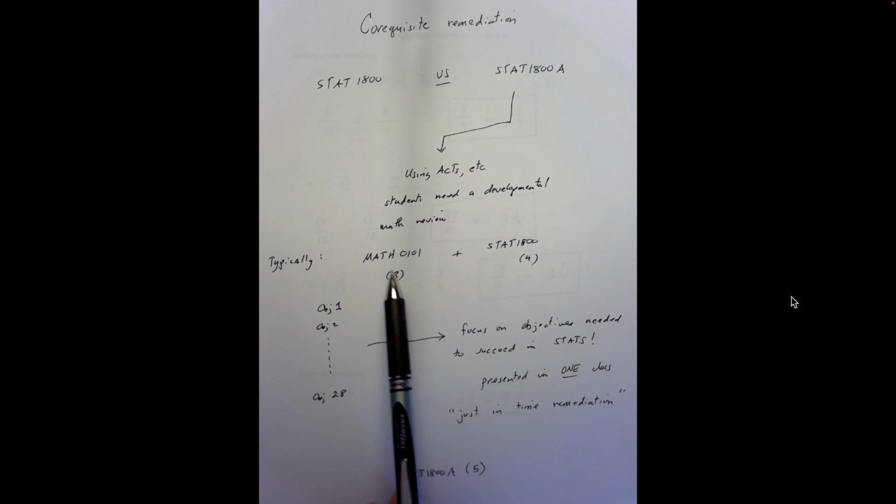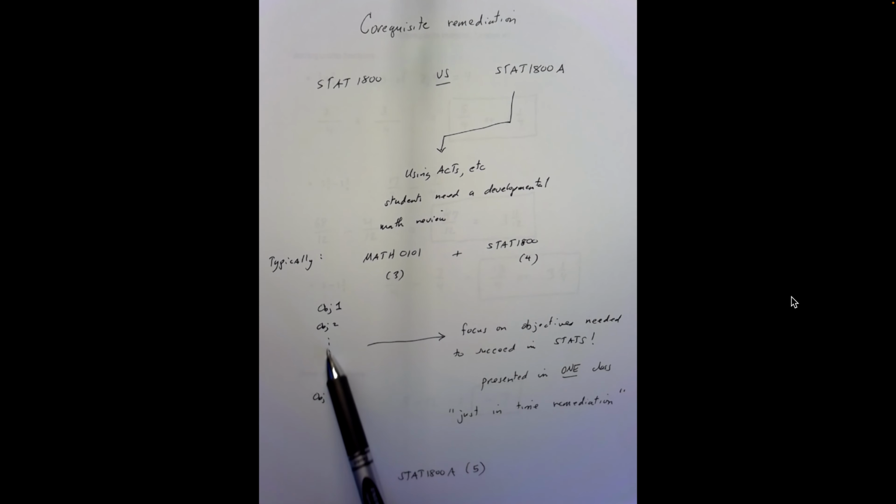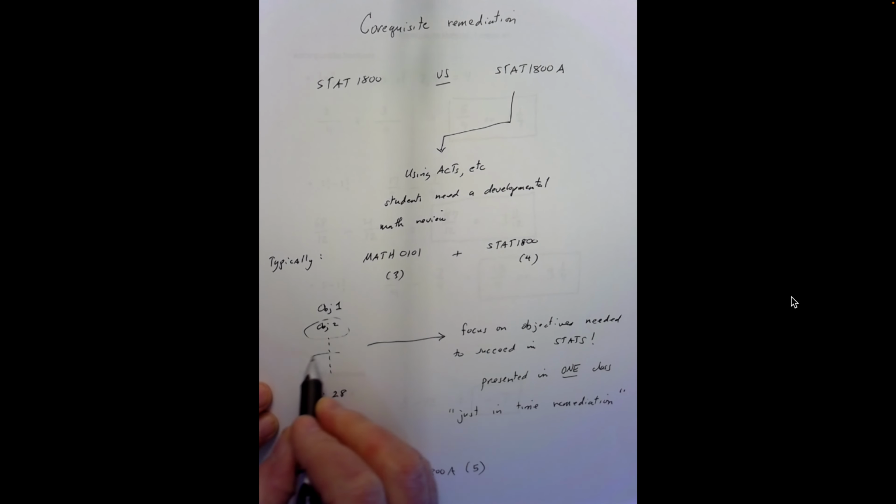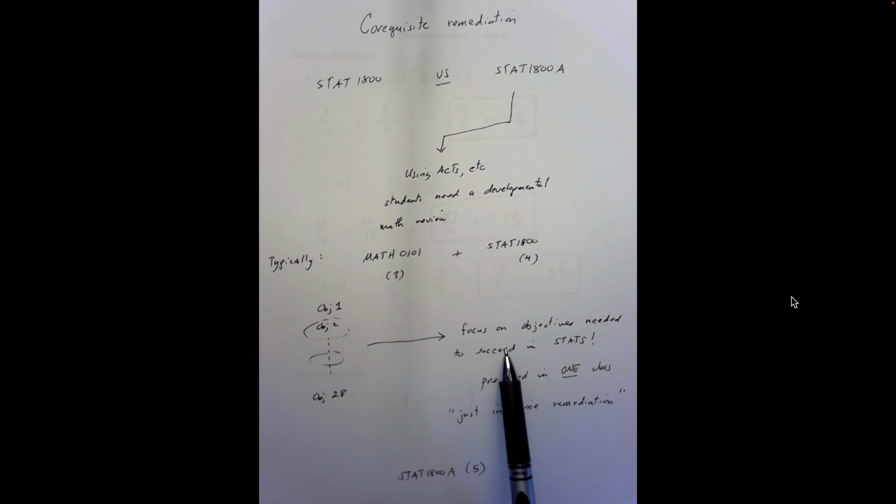Now, this Math 0101 has all these objectives, and I say 28 objectives. I don't know, maybe it's 29, maybe it's 50. But I will tell you that not all of these objectives are needed to be successful in statistics. So what we did is we went through here and we pulled out the ones that were needed and we focused on those. So then we crunched all this, so to speak, into one class.